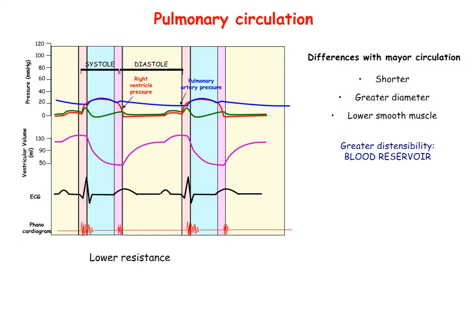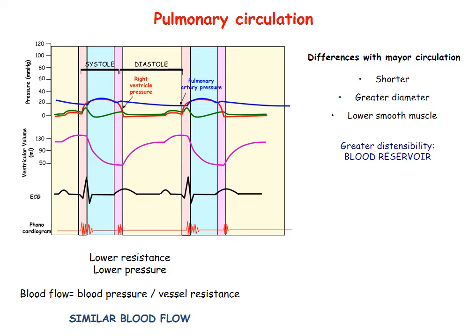If we relate the different pressures in the Wiggers diagram, we can see a lower pressure in the pulmonary circulation. We have lower resistance, lower pressure, and the blood flow will be more or less similar to the one obtained in the major circulation. There is a similar blood flow, a bit lower because from the pulmonary circulation starts both the bronchial and the coronary circulations.